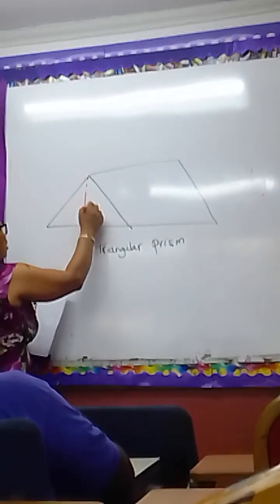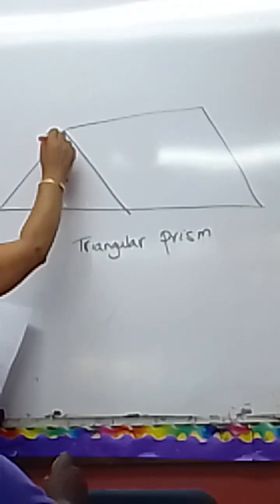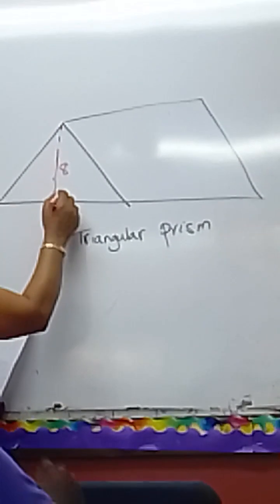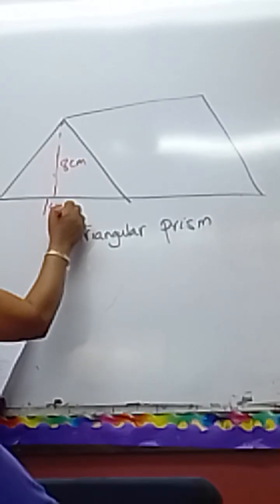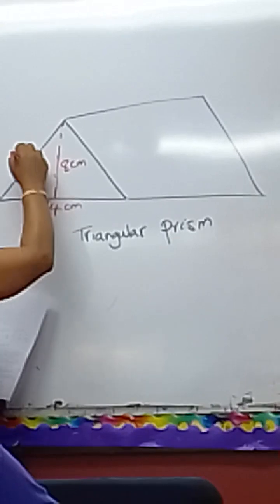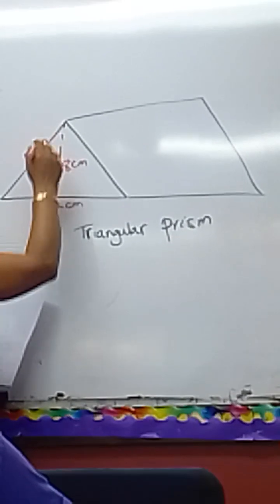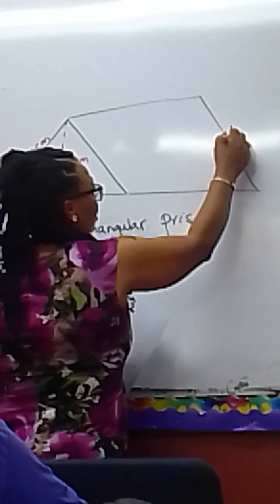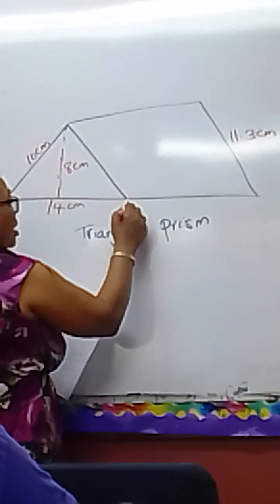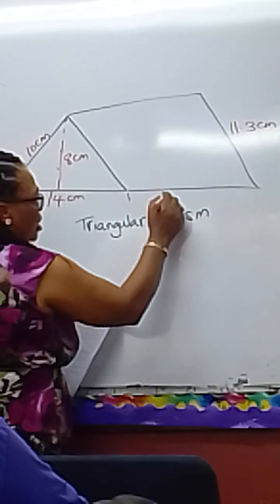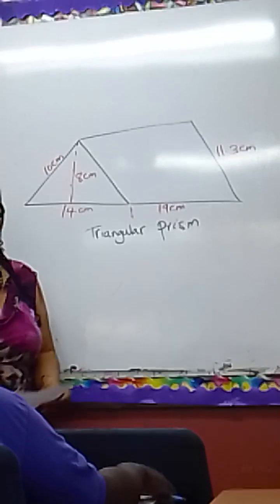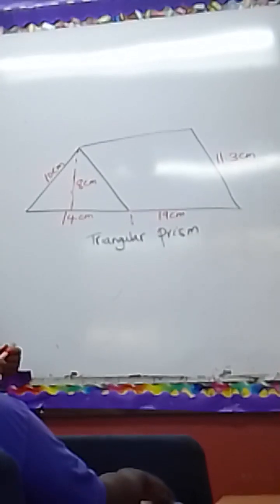figures. Right here, it's going to be the height. Then, all of these are going to be centimeters. Right here is going to be the base. Over here is 10 centimeters. Here I have 11.3 centimeters. Right down here I have 19 centimeters.